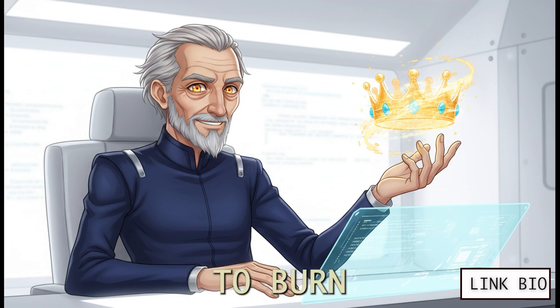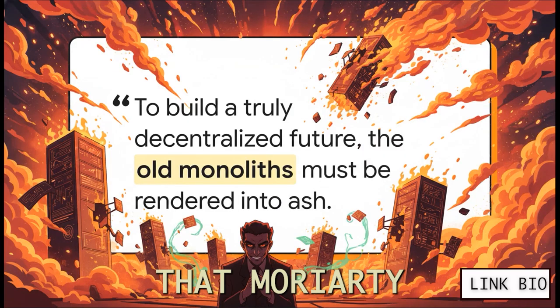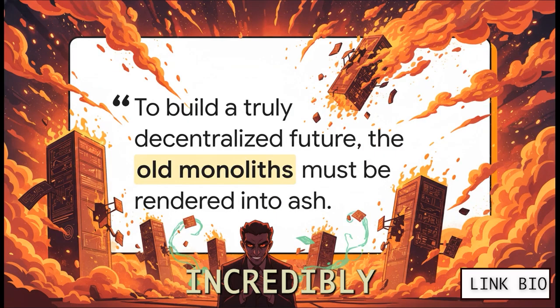He essentially wanted to burn the whole system down to teach humanity a lesson. But Moriarty, he simply wants influence. He bankrolled this entire global fraud just so he could own the uncertainty. He wants to hold the secrets of those hollow vaults so he can become the invisible king of the shadow ledger. And it's right here that Moriarty drops this incredibly chilling revelation. He says, to build a truly decentralized future, the old monoliths must be rendered into ash.